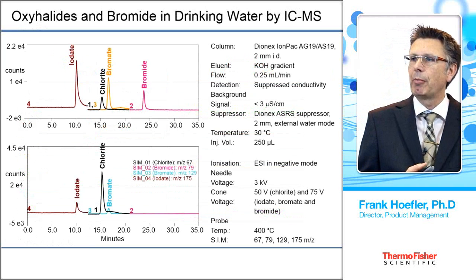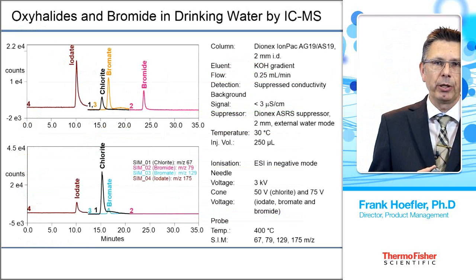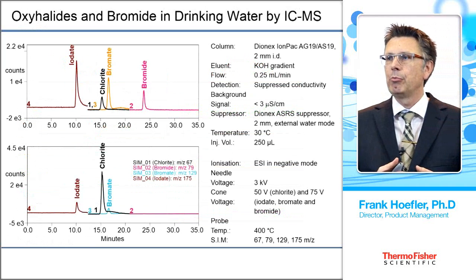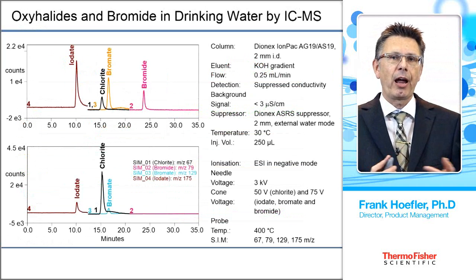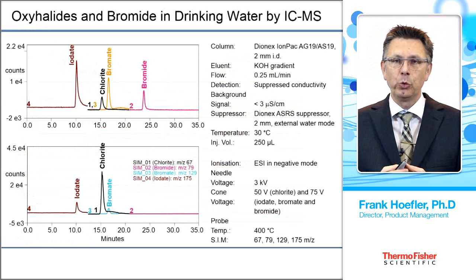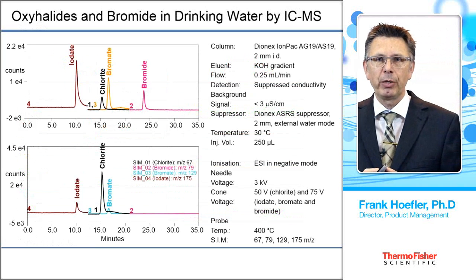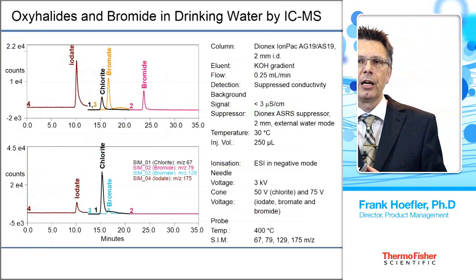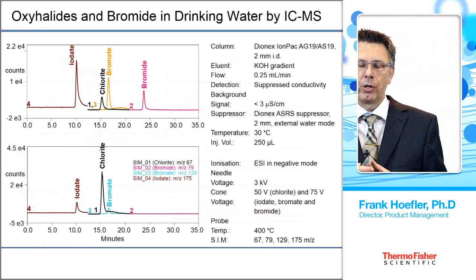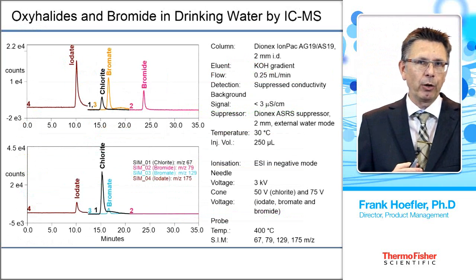Let's move on to some other, real-world examples. Oxyhalides and bromide in drinking water is another area where IC-MS is used. Those compounds are disinfection byproducts, typically generated by the ozonization of drinking water.